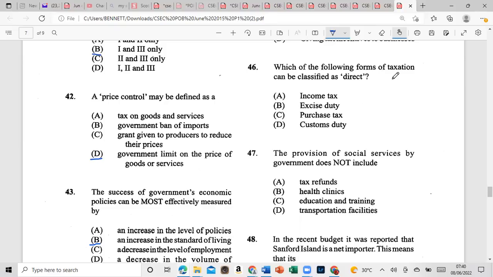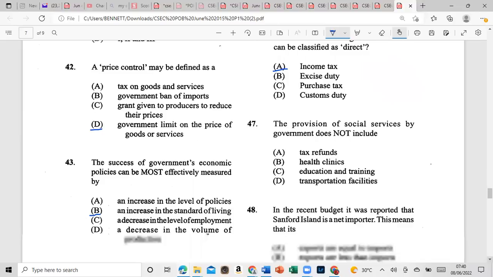Which of the following forms of taxation can be classified as direct? And that would be income tax, and they draw that out of your payment. You don't even see it.